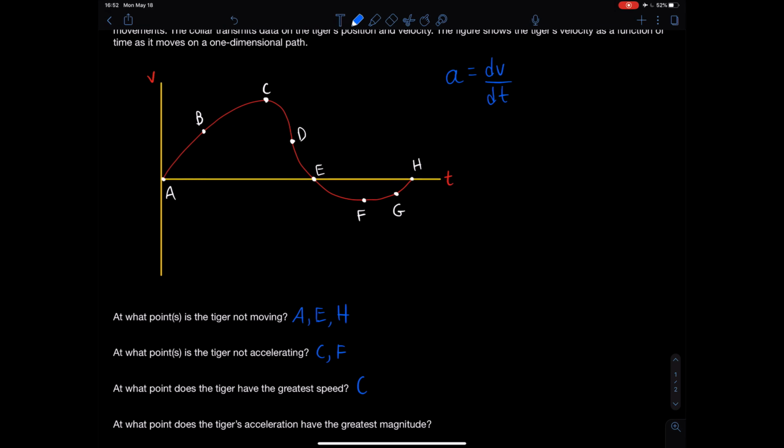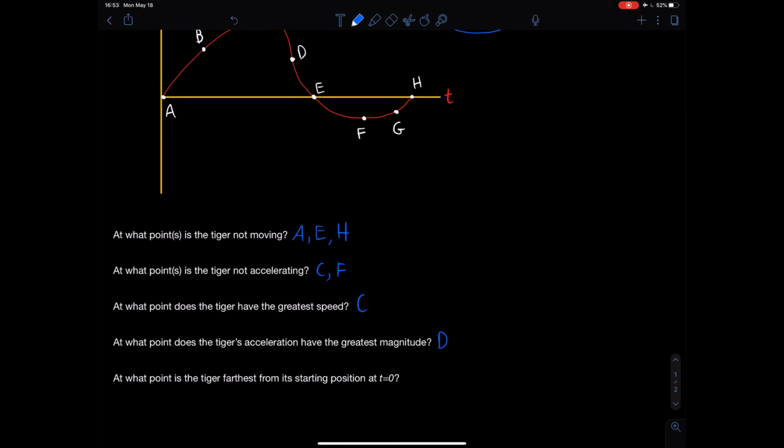Next question says, at what point does the tiger's acceleration have the greatest magnitude? So again, we're asked about acceleration, which is the slope of the tangent line of a velocity graph. And the steepest tangent line is going to be right here. It's going to be that tangent line right there. I'm going to get a better picture. So it looks about like that. Even though it's negative, it's going to have a large negative value, the slope of that line right there. The magnitude of it is going to be greater than any other line. None of our other slope lines that we drew earlier were quite as steep as this one. So that's going to be at point D.